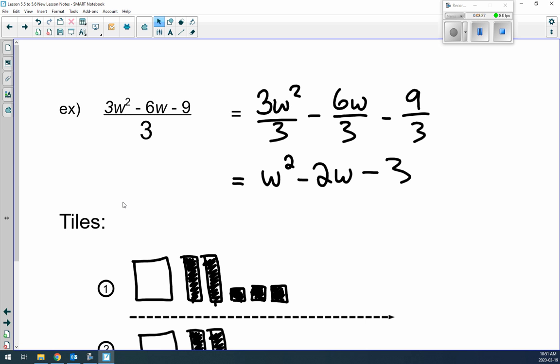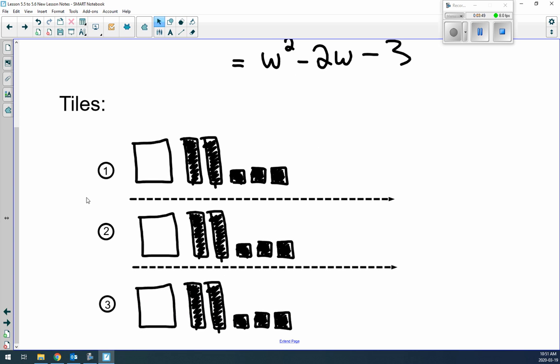So this one here is 3w squared minus 6w minus 9, all divided by 3. This 3 in the denominator goes with all 3 pieces. So if you want to, write it out into 3 parts and then reduce each piece. So 3w squared divided by 3 is w squared. Negative 6w divided by 3 is negative 2w, and negative 9 divided by 3 is negative 3. Or you could do it with Algetiles. So if you look at this whole thing here, that is our 3w squared minus 6w minus 9. And then we break it into 3 equal parts. And then you just look at one of these. And one of these is w squared minus 2w minus 3.